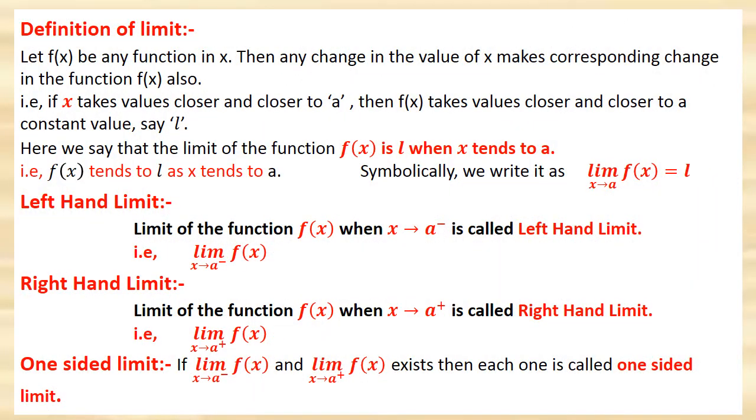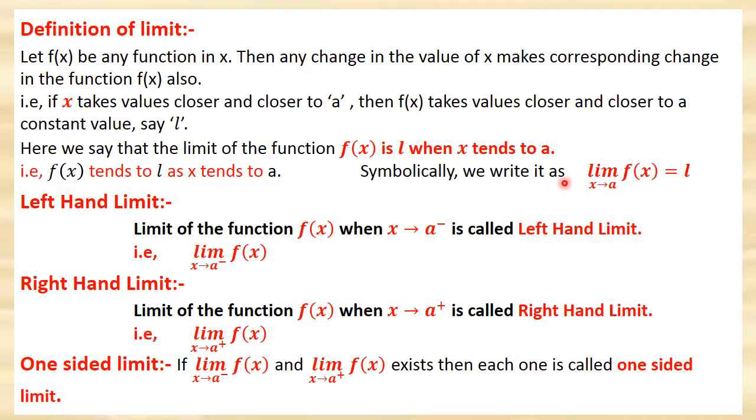Now let's learn the definition of limit. Let f of x be any function in x. Then any change in the value of x makes a corresponding change in the function f of x, because f of x is written in terms of x. So when we substitute the value of x, we will get another value for f of x. Now if x takes values closer and closer to a, then f of x takes values closer and closer to a constant value, say L. Then we say that the limit of the function f of x is L when x tends to a, or when x tends to a, f of x tends to L.